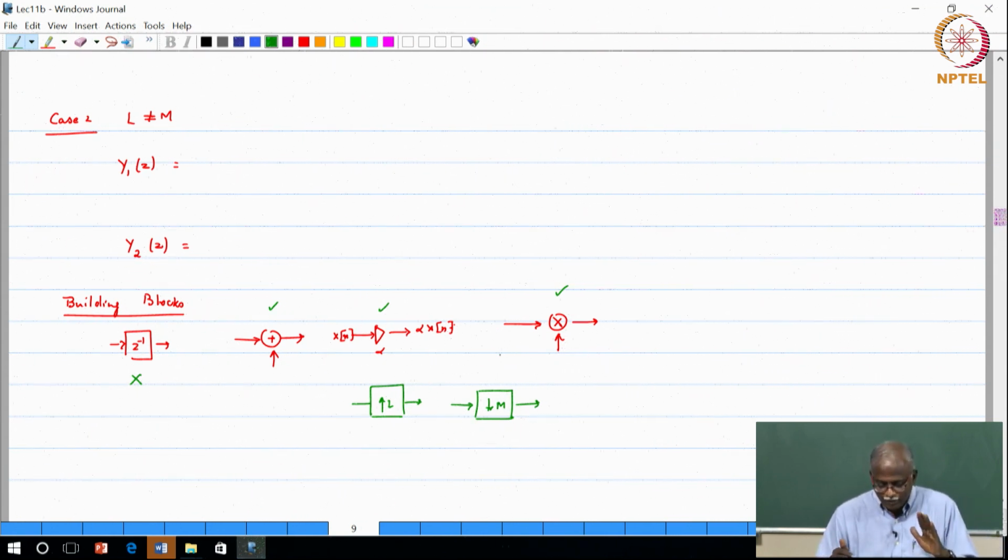So, we will expand on this, expand on the fact that when can you interchange the downsampling and upsampling, and then how do you extend it now beyond just the building blocks into domains where you have filtering also into play, basically these delay elements also coming into play. So, those will be the next step that we will be looking at.